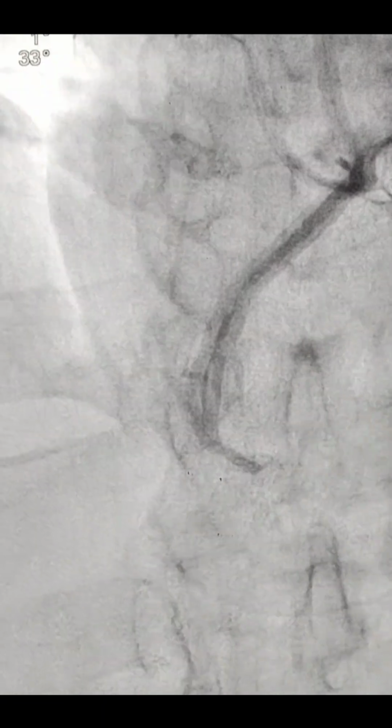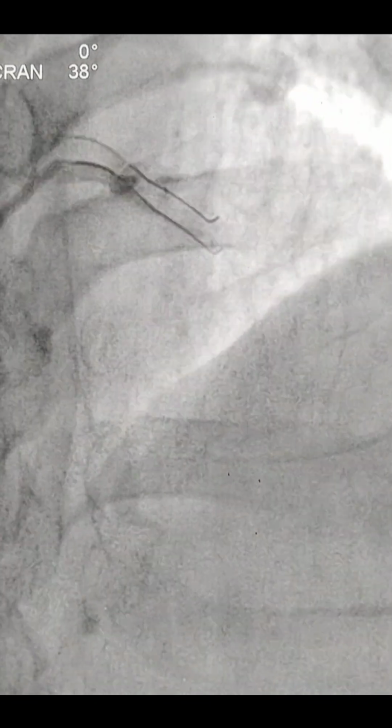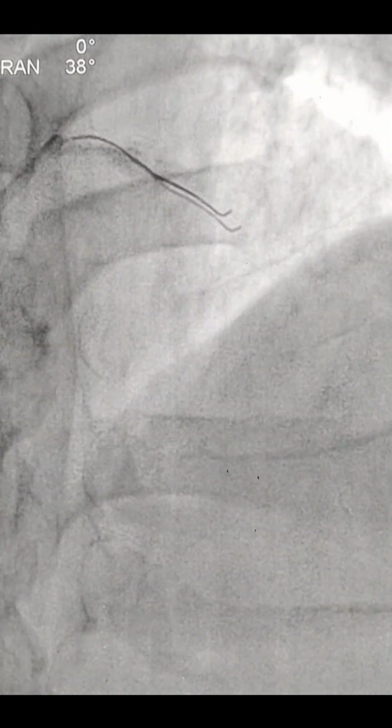So this is the final shot of RCA. You can see how large the RCA is, PDPLV, and this RV branch also. So we'll start the infusion of terifluban in this patient. Then as the patient was stable, and then we decided to do the complete revascularization with this LAD.